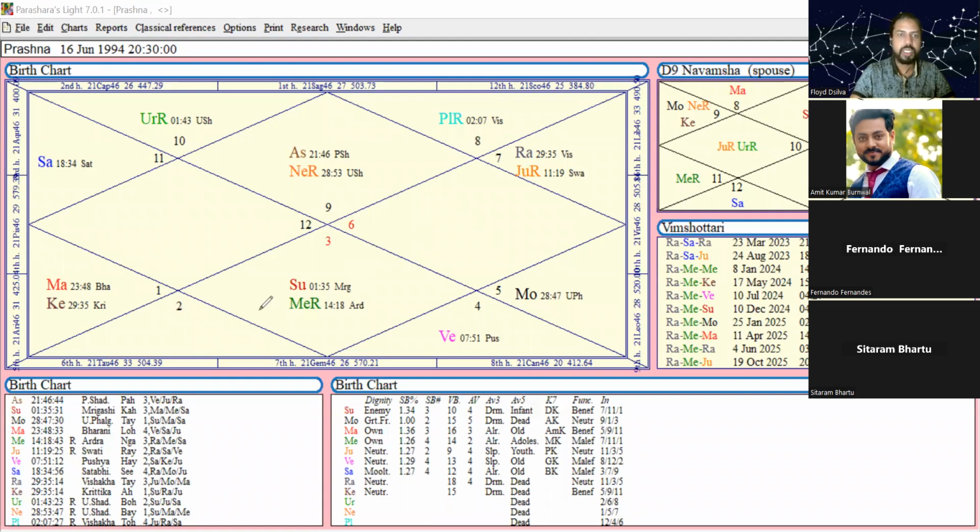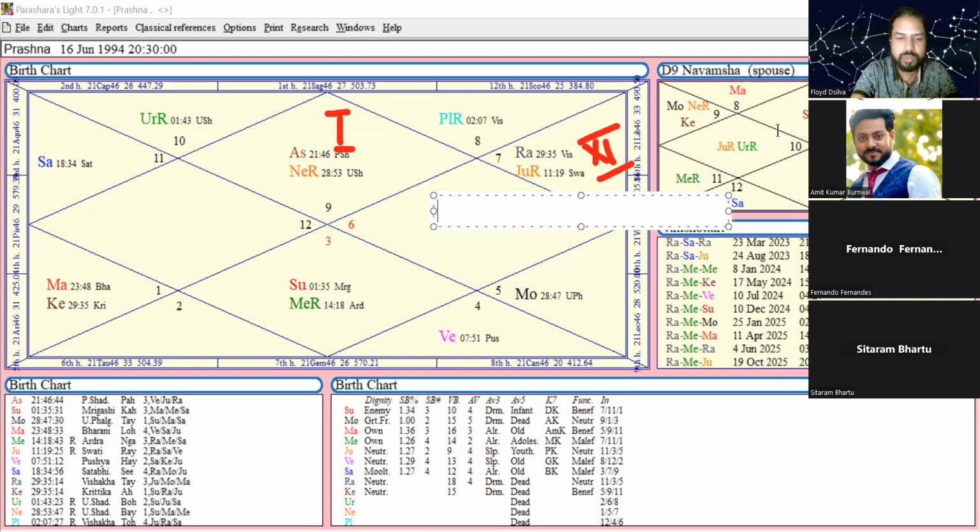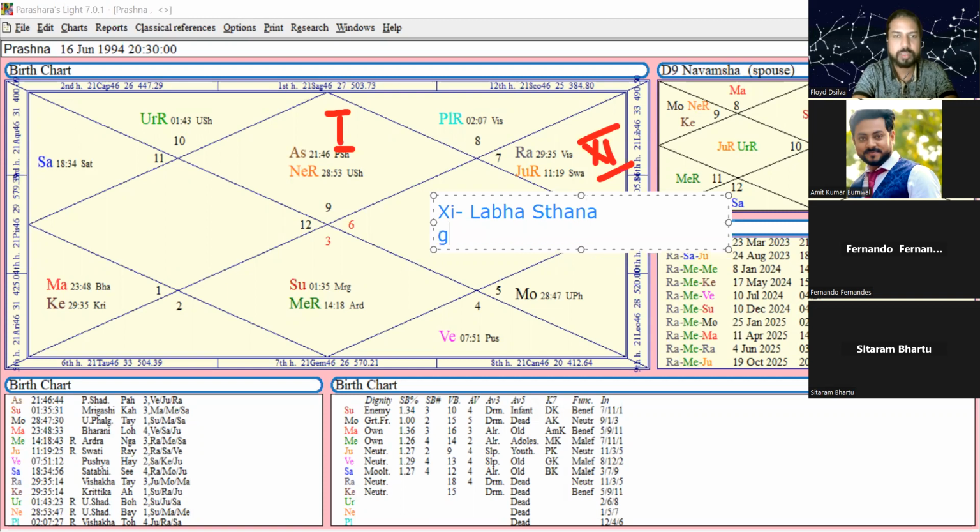So what we discussed so far, for a woman, what is the planet? Jupiter. So Jupiter is in which house? We start counting again, from the first house up to the 11th, counting anti-clockwise. So it is the 11th house. The standard meaning of the 11th house is Labhasthan, the house of gains.